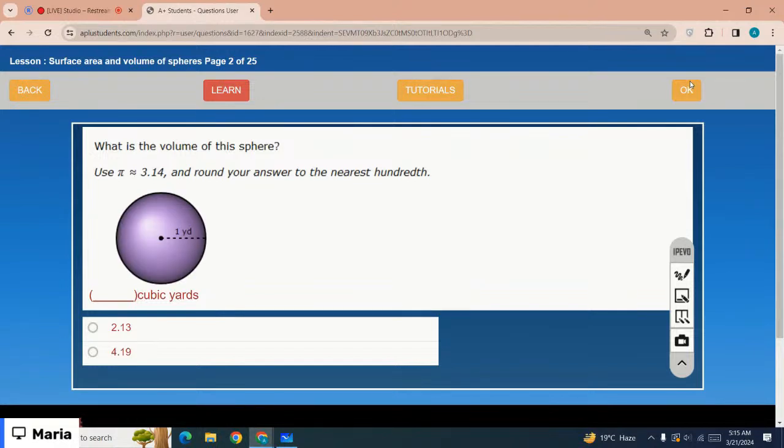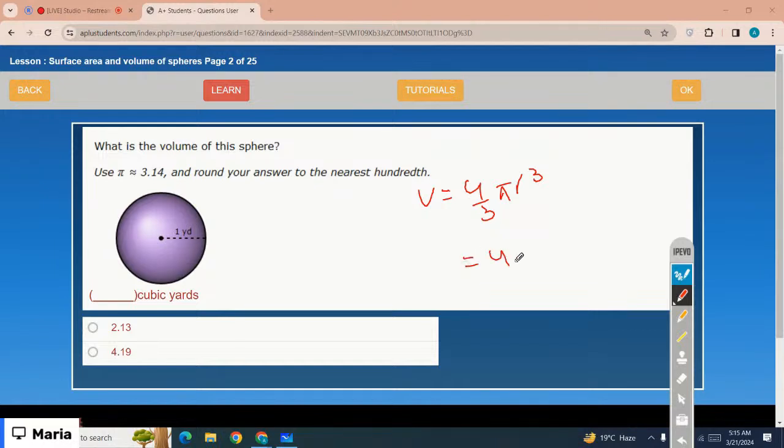Okay, what is the volume of the sphere? You have to calculate the volume of the sphere. You have to use the same formula, that is V equals 4 by 3 pi r cube. So which is the correct option? R is 1. That is 4 times 3.14 times 1 cube divided by 3. So let's just do the calculation.